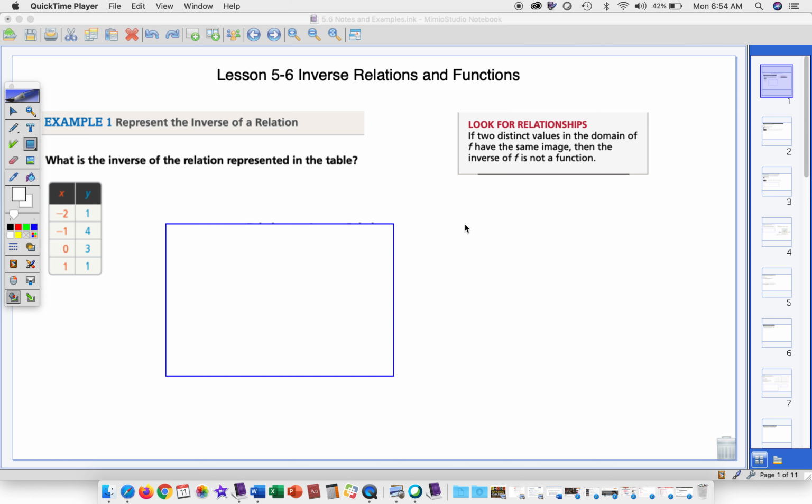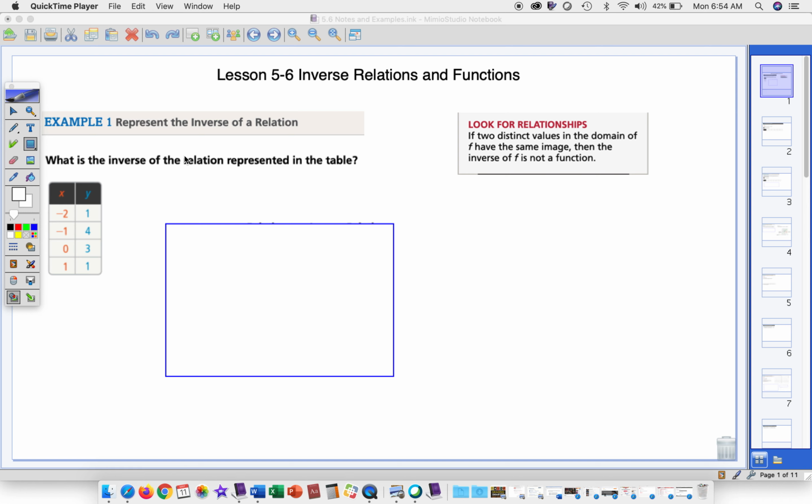Today we're going to cover lesson 5-6 on inverse relations and functions. So in our first example, we're asked to represent the inverse of a relation. So what is the inverse of the relation represented in the table?